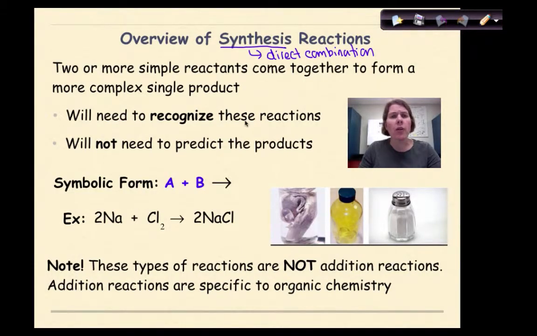And the general formula for a synthesis reaction is two or more simple reactants come together to form a more complex single product. You'll need to be able to recognize these reactions but not predict the products. So the symbolic form of this is A plus B yields AB. So simple reactants, more complex product.